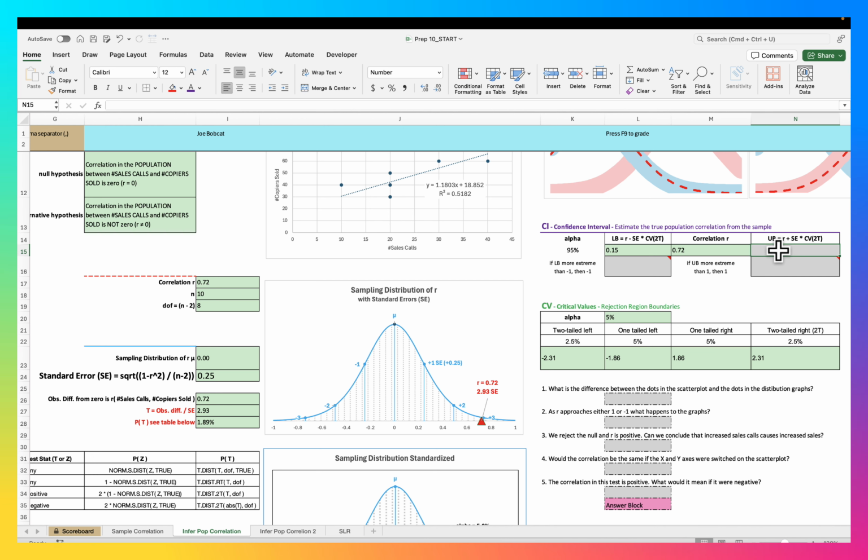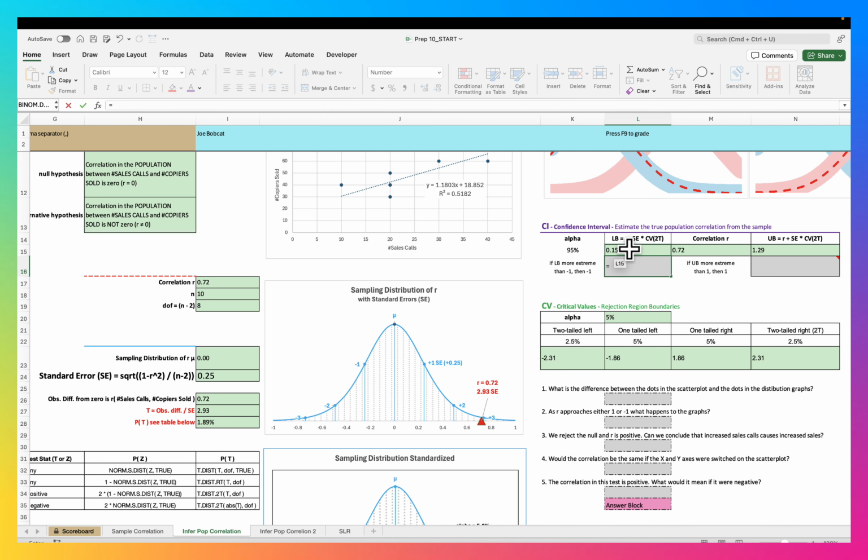And then go the other side, equals R plus the standard error times two-tailed right. Now the problem that we run into is that this 1.29 is too big because a correlation can only go from -1 to +1. So we're going to have to fix that, but let's first deal with the one that's fine.